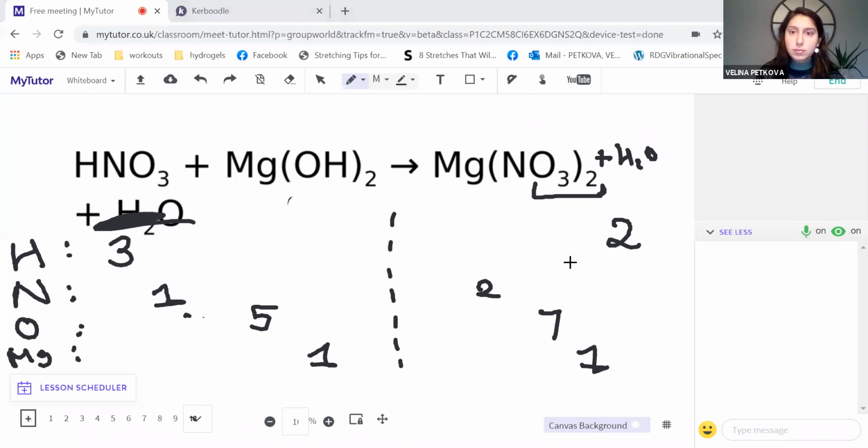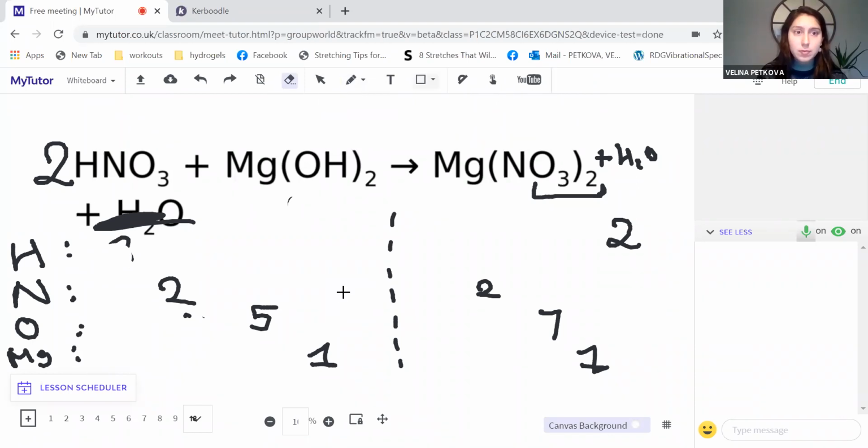So with this one, where should we start with our balancing? What I recommend is start by balancing your nitrogens. How are we going to do that? We're going to put a 2 in front of our HNO3. Now we have 2 nitrogens, so the nitrogens are happy. And let's check, what does that mean for our hydrogens and our oxygens? So now we're going to have 4 hydrogens, and we're going to have 8 oxygens. Can everyone see that?